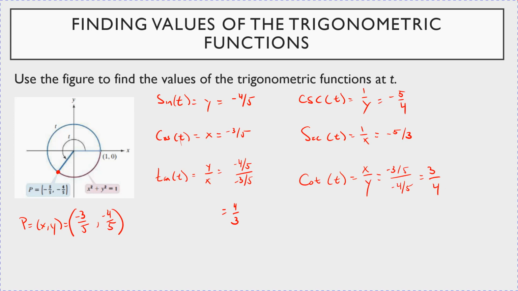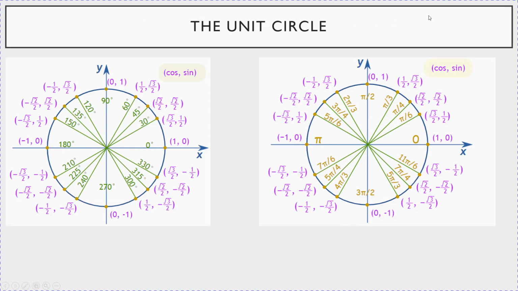Now what I want to do is show you two tables that are incredibly important. This has the angle measured in degrees, and this one has the angle measured in radians. And this is the more useful one. This is the chart we will use a lot. So it's incredibly important to know how to read it and its applications.